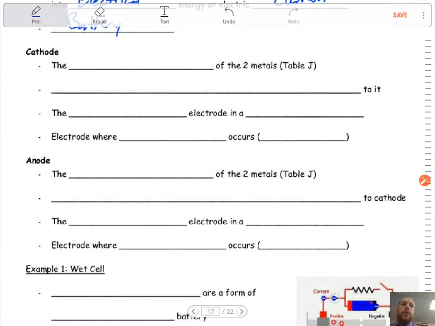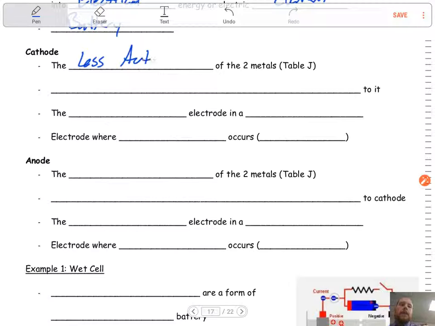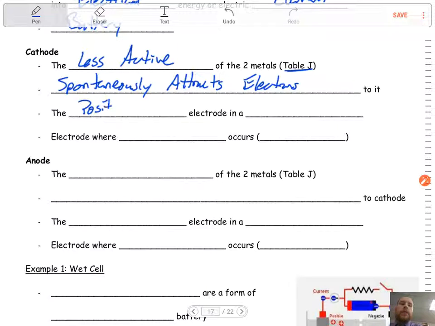So the cathode. Okay, the cathode is the less active metal of the two that you're given. Again, how we find out it's less active, we're going to use Table J, right? It's lower on Table J. Because it's less active, it's going to spontaneously, and that's the key word here with voltaics, guys, they are spontaneous, spontaneously attract electrons, all right, to it. This is going to be the positive electrode in a voltaic cell.